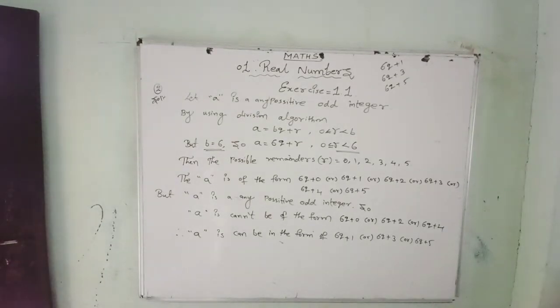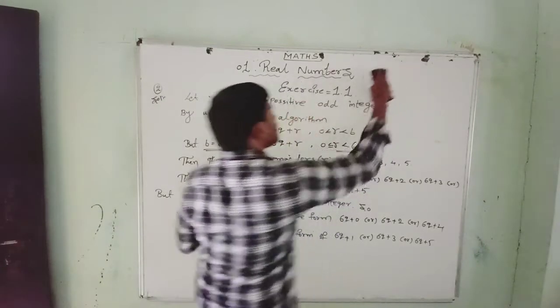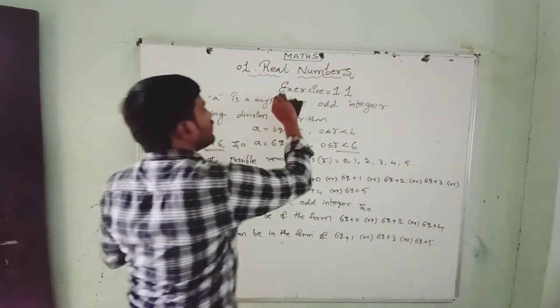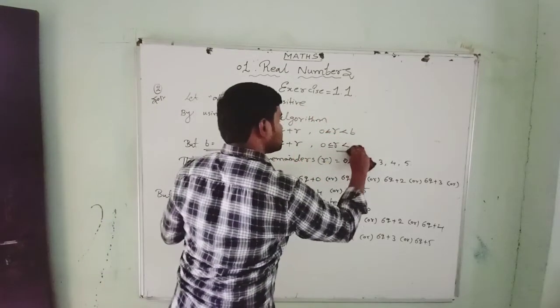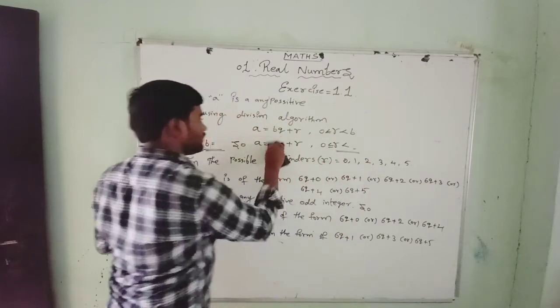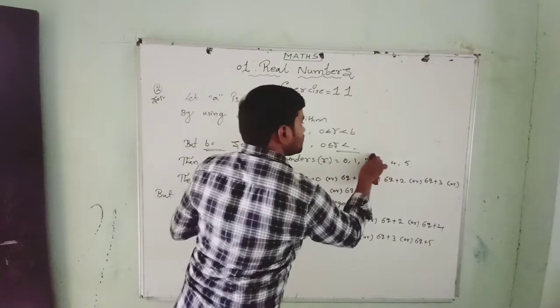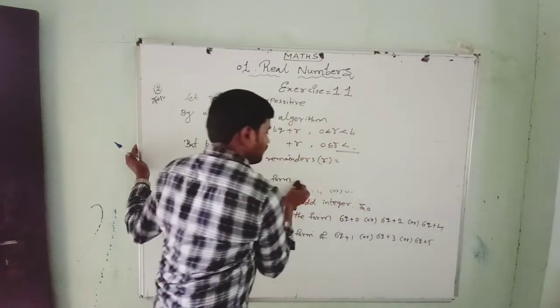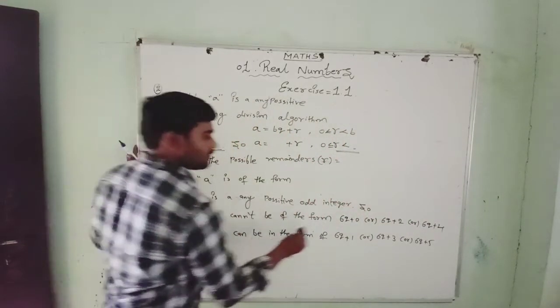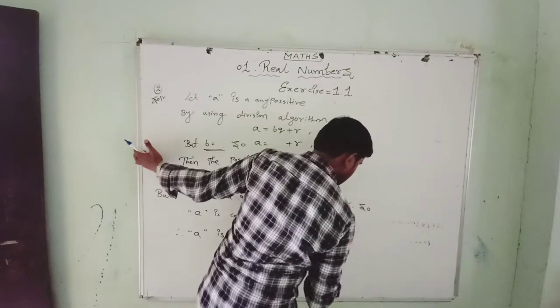All the remaining problems will come in the same way. Try to understand this. If you want to take a screenshot, take it. Now we are going to rub this, not completely, because all the problems will be the same. The division algorithm will be the same. The b value will change, the possible remainders will change, but all the remaining steps will be the same.